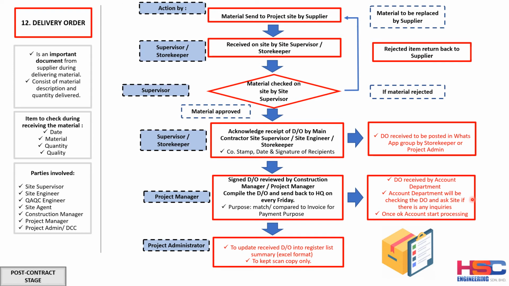The account department will check the DO and ask site if there are any inquiries. Once okay, the account department will start processing all the DOs for payment. The project administrator then updates the DOs received by the account department in the register list, and the scanned copy is kept at site. This is how we deal with the DO.